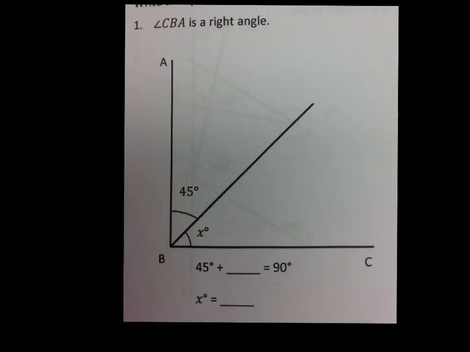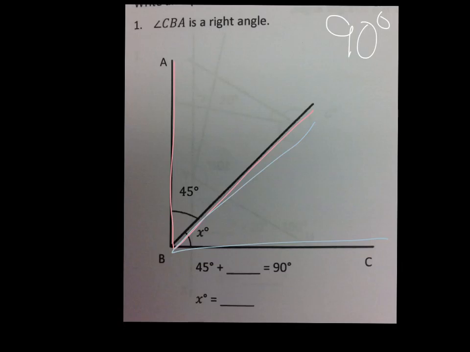For number 1, we need to write an equation and solve for the measure of angle x. We will not be verifying with a protractor. I will check your work on Monday. So for number 1, it says angle CBA is a right angle. That tells us that we know the angle is going to measure 90 degrees. So if we know that the entire angle is 90 degrees and that part of it is 45 degrees, we need to figure out this blue part of the angle.